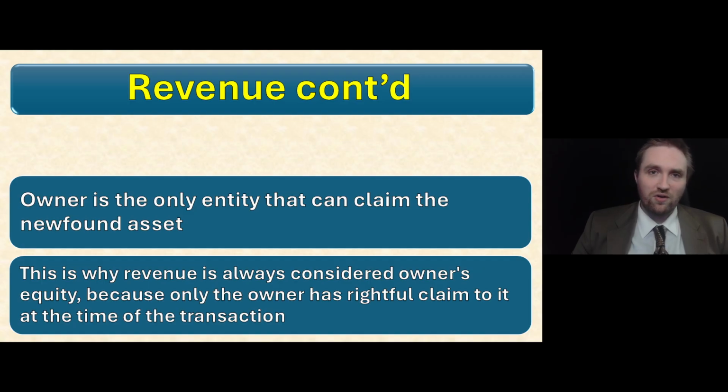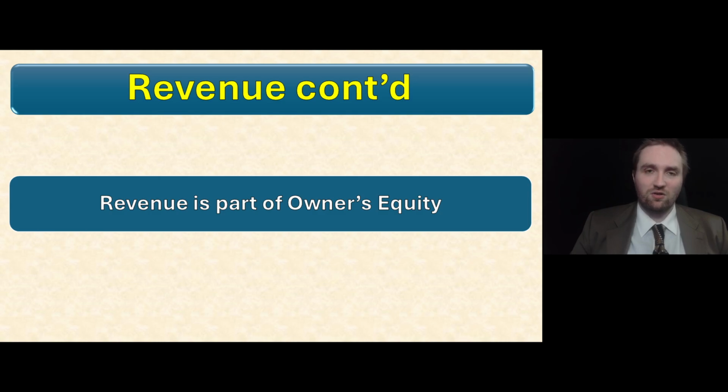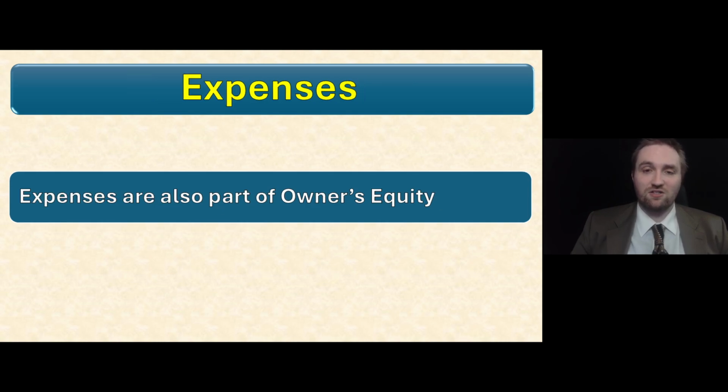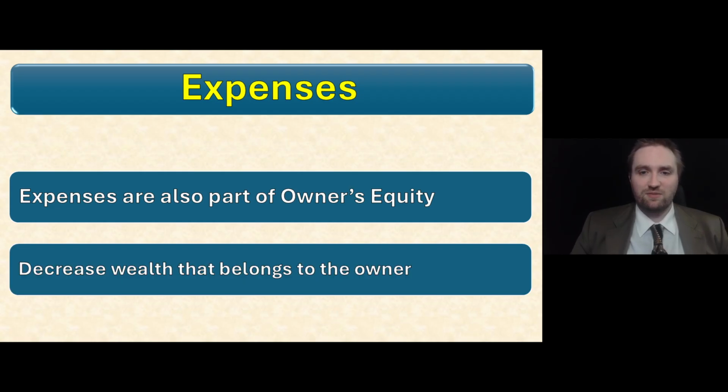Because only the owner has a rightful claim to it at the time of transaction. A little complex, yes, but all you need to take away from it is this. In the accounting equation, assets equal liabilities plus owner's equity. Revenue will always fall under owner's equity. Expenses also always fall under owner's equity. If revenues increase that wealth that belongs to the owner, expenses decrease the wealth that belongs to the owner.